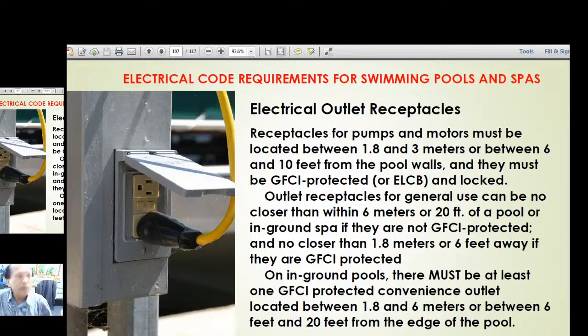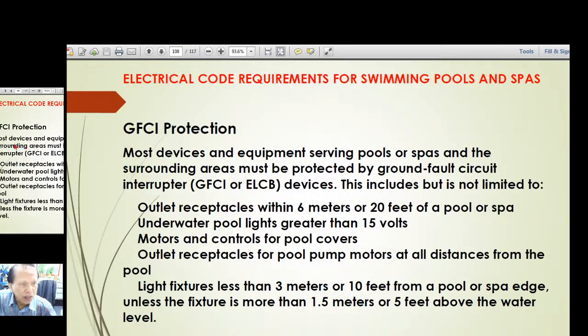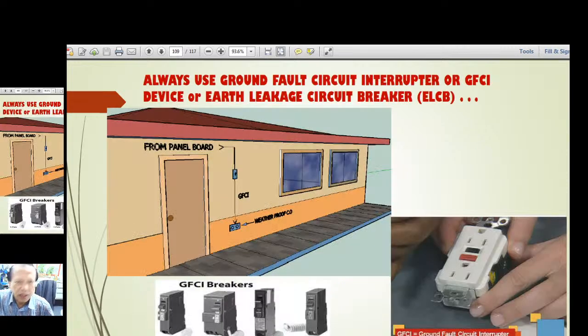So remember that the code requires that all exposed circuits must be provided with a GFCI, ground fault circuit interrupter, or earth leakage breaker. GFCI protection: most devices and equipment serving pools or spas and the surrounding areas must be protected by a ground fault circuit interrupter or ELCB. Okay, that's it. And here is just how to show it. Here on the right side is an outlet with a GFCI, and here below are types of GFCI.